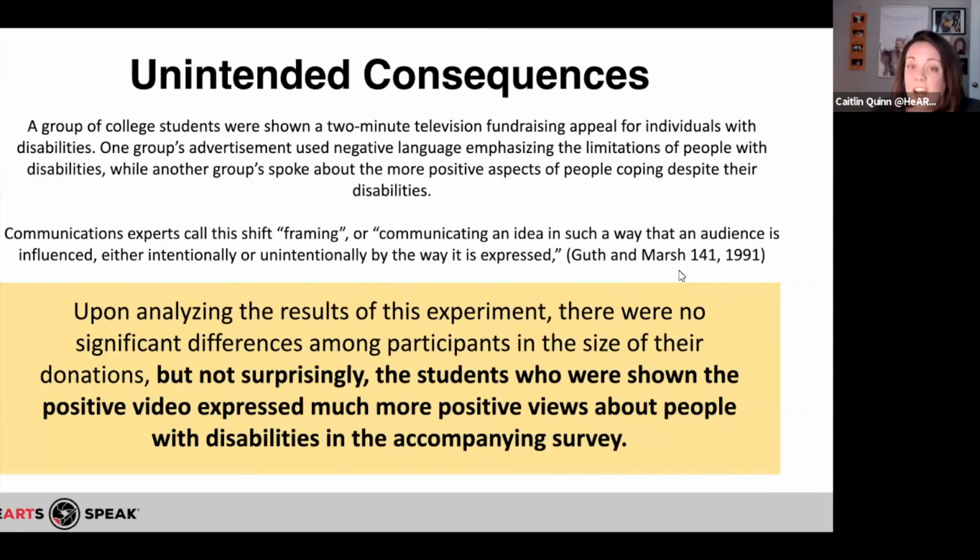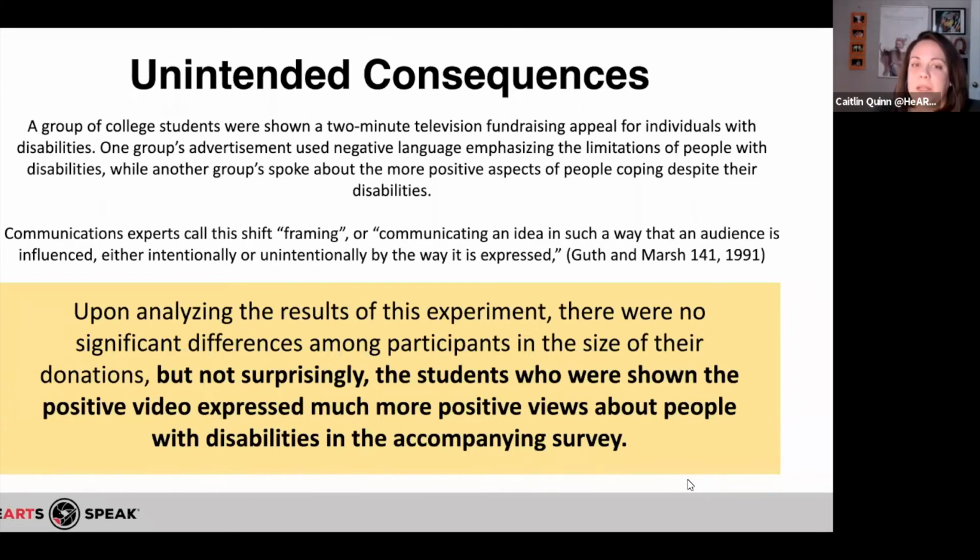This is a ton of text on the slide. I'm not going to read all of it, but for those of you that do want to give it a quick scan, this is another very important study, and I will include the link to this as well in the follow-up materials. In this situation, they wanted to look at the fundraising difference between a guilt appeal and an appeal that showed people with disabilities coping positively despite their disability.